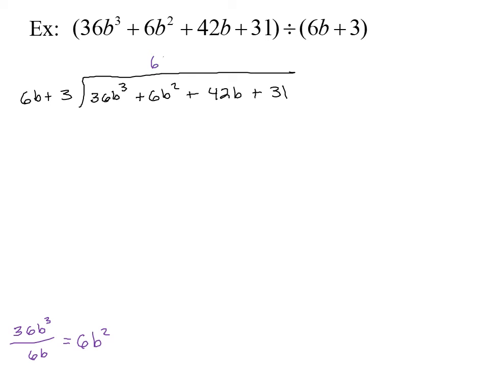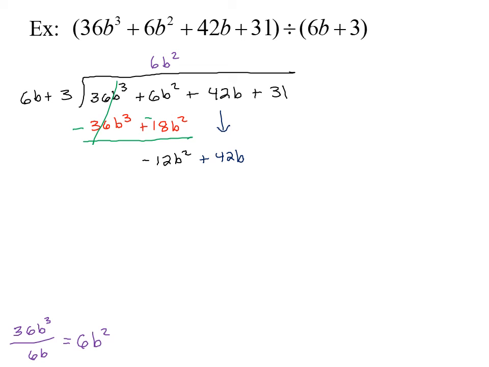So I'll have a 6b squared. Multiply that back. 6 times 6 gives me 36, and then b cubed, if you add your powers together. 6 times 3 gives me 18b squared. I swap the signs so that the first ones cancel. Add them together, which will give me a negative 12b squared. And I bring down the next term.